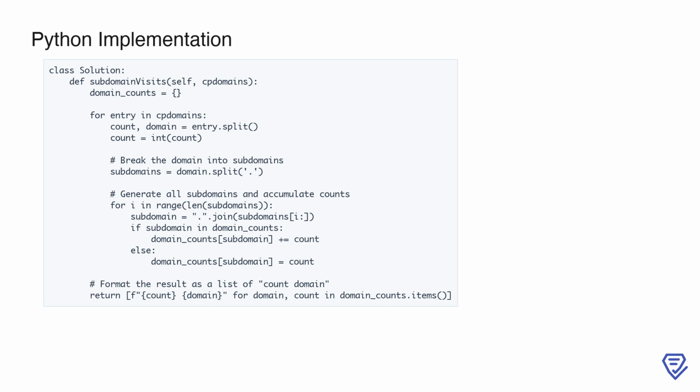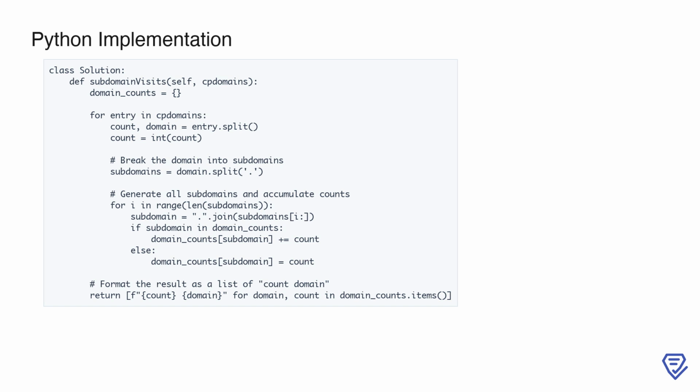discuss.leetcode.com, leetcode.com, com. 4. Accumulating counts. For each generated subdomain, we update its count in the domain_counts dictionary. If the subdomain already exists in the dictionary, we add the current count to its existing value. Otherwise, we initialize it with the current count. 5. Formatting the result. Finally, we construct the result list by iterating through the dictionary. Each entry is formatted as a string in the form count domain, where count is the number of visits and domain is the subdomain name. 6. Return the result. The result list is returned as the output of the function.